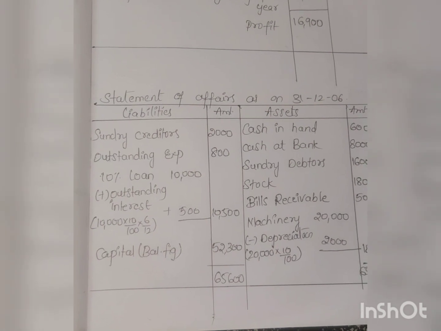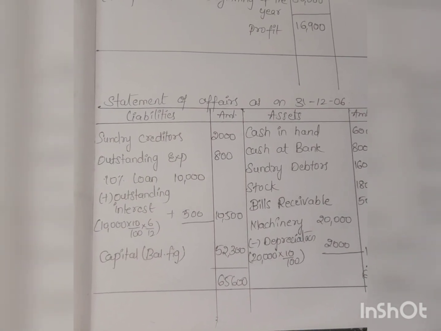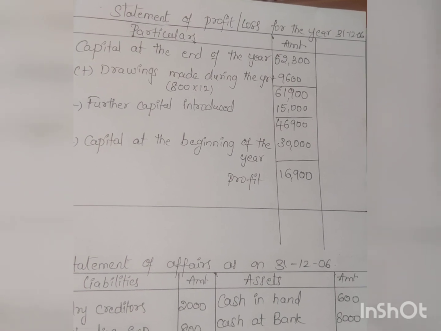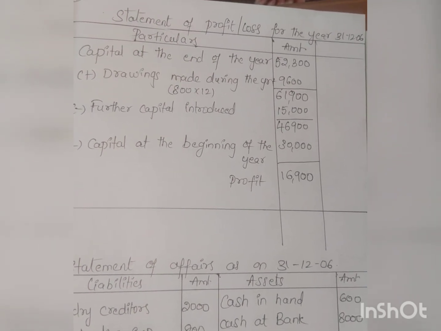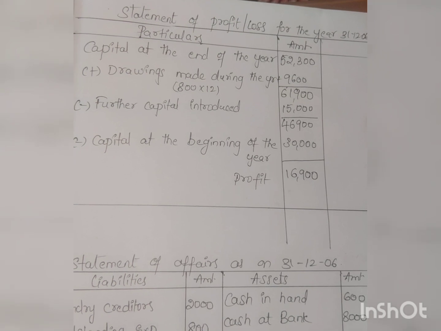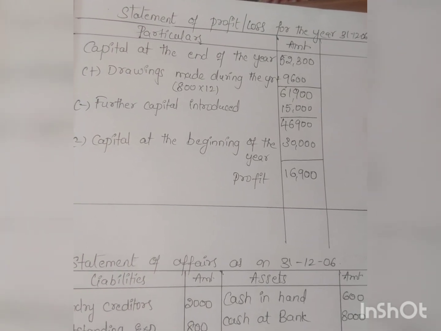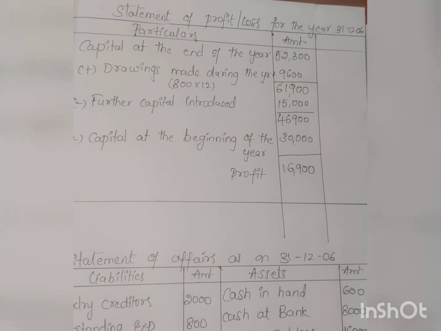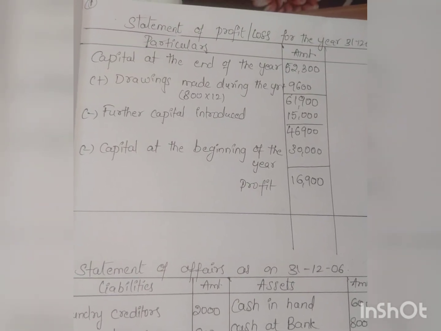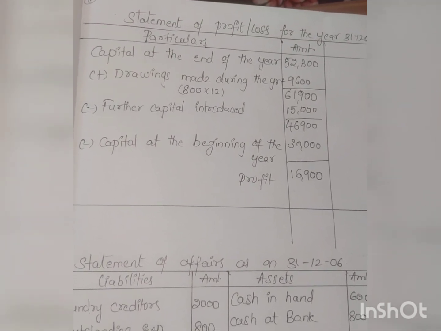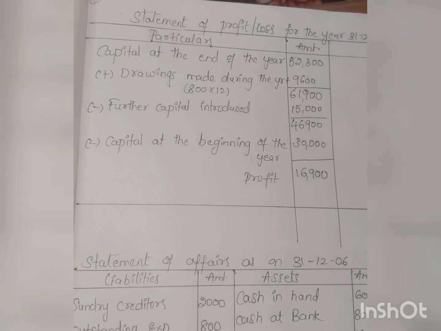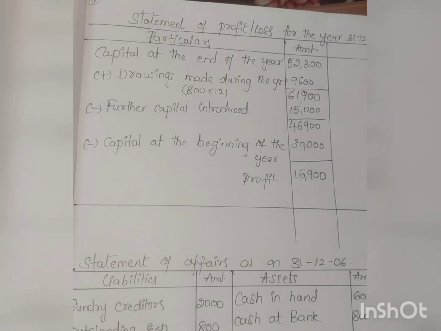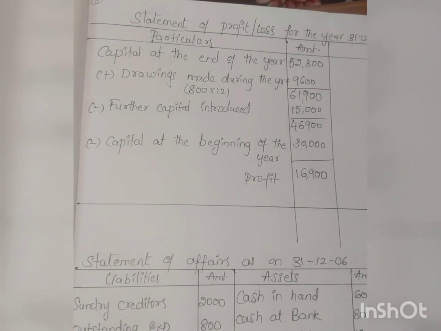Now we have found out the capital at the end of the year, and also the capital at the beginning of the year. So simply we can substitute here. Capital at the end of the year, which we found out from the statement of affairs, is 52,300. From this add drawings 9,600. We'll get 61,900. From this deduct 15,000. You will get 46,900. From this deduct capital at the beginning. Capital at the beginning of the year is 30,000. You will get the profit of 16,900.